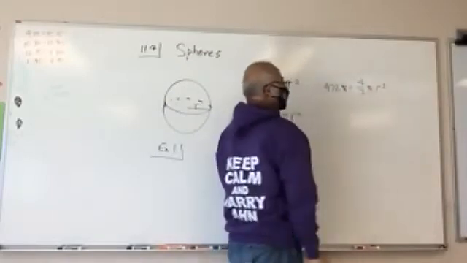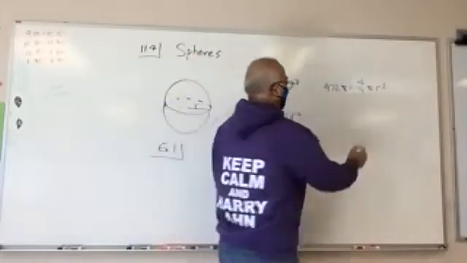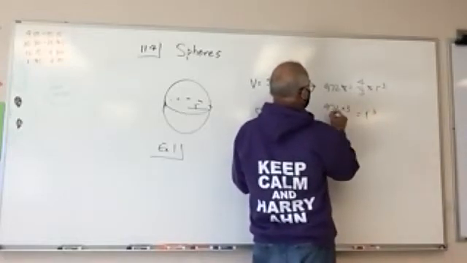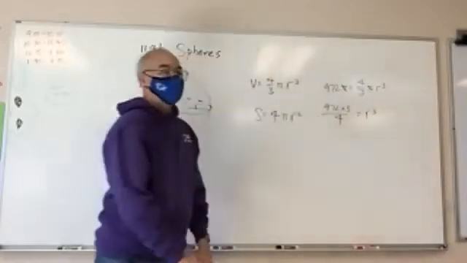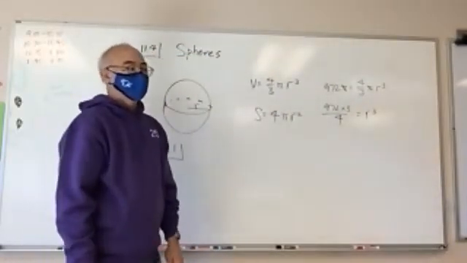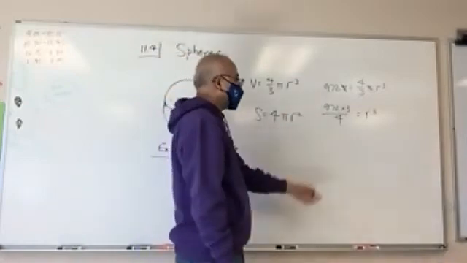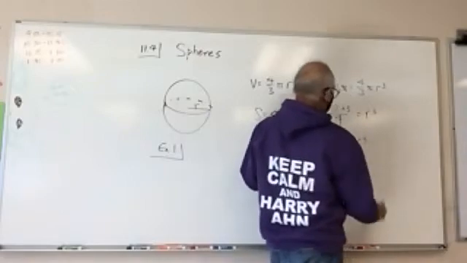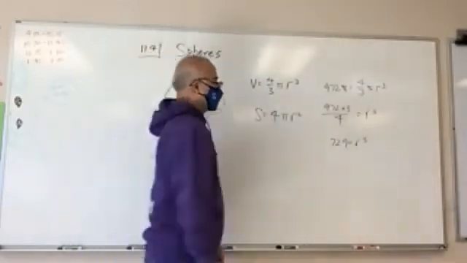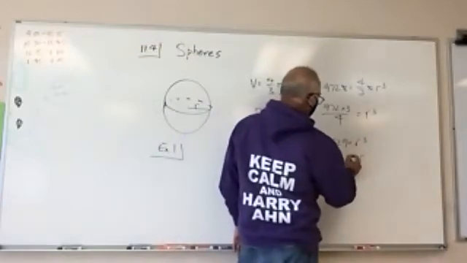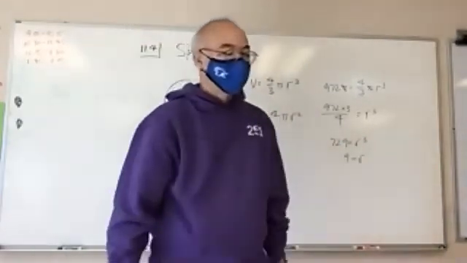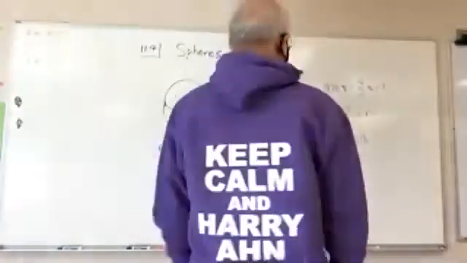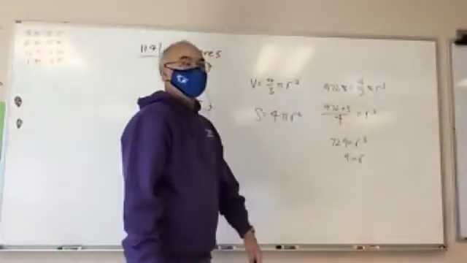First thing you would do is get rid of the pi's, since they're on both sides. You divide by pi, and then r cubed is equal to 972 times 3 divided by 4. You work it out and get 729 equals r cubed, so r would be equal to 9. Obviously, 9 cubed is 729. You want the diameter, which is twice this, so the diameter would be 18.